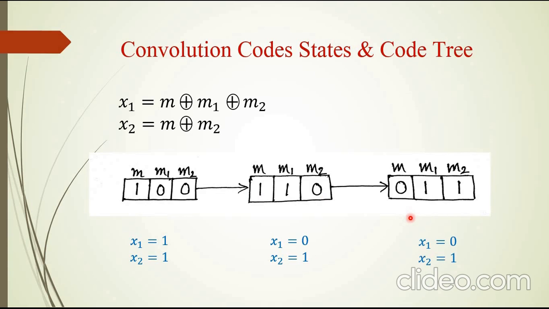For the third shift, you will be finding it is 0, 1, 1. So it will be the addition of 0 plus 1 plus 1 equal to 0. It means the output of x1 will be 0 in modulo 2 addition, and x2 is m plus m2, so 0 plus 1 that is 1. So x1 is 0 and x2 is 1.